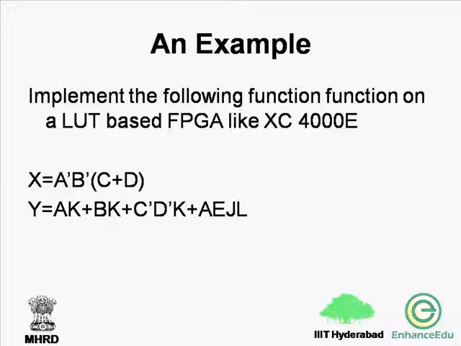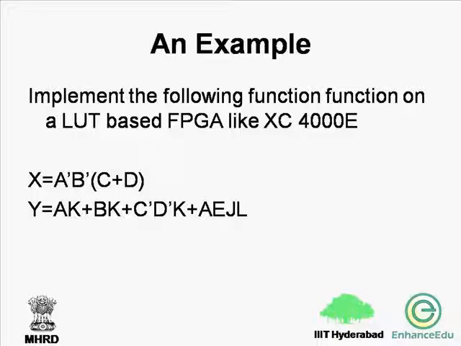So now let's consider a Boolean function. It's basically two functions. You have x equals a complement, b complement, and c or d, and y equals a k or b k or c complement d complement k, or a e j l. Now these two functions consist of 4 plus 4, 8 variables. So it can be implemented using one CLB of XC4000E.